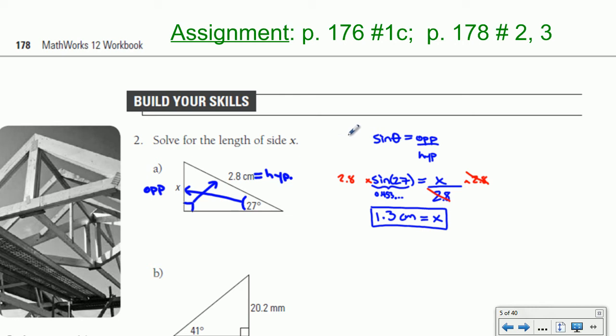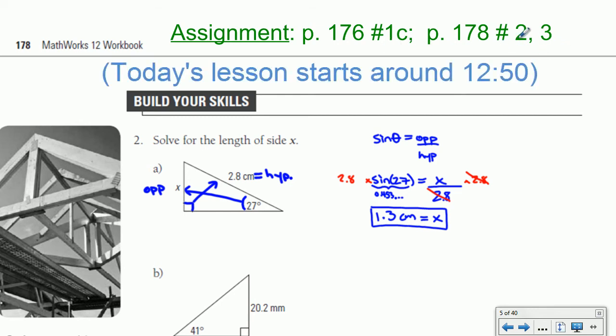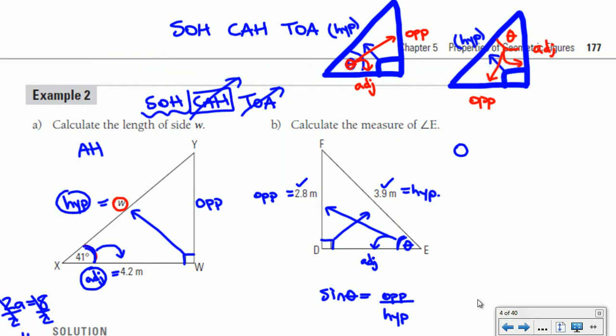Hello everyone. Today we're going to be looking at properties of triangles. But before we begin that, I'll just go over yesterday's assignment. If you're comfortable with how yesterday's assignment went, then feel free to skip ahead to the start of properties in triangles. Okay, so starting with 1C.